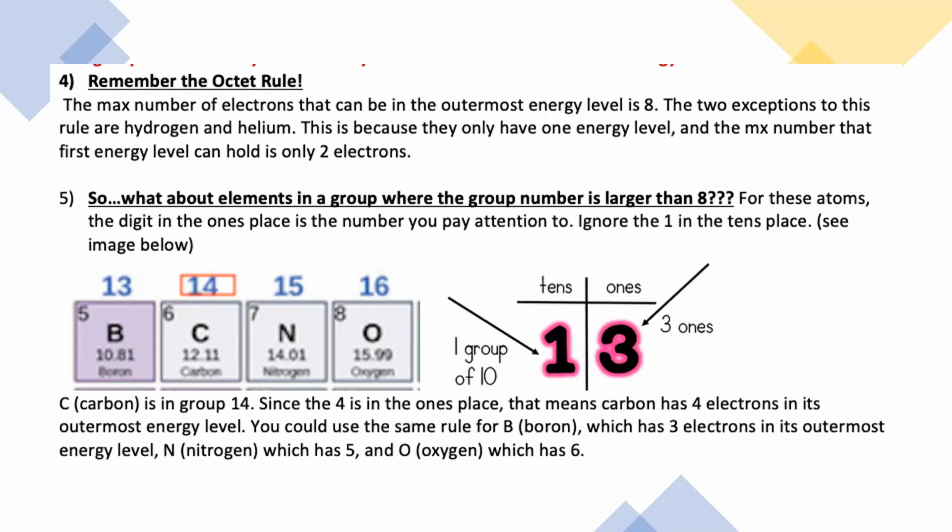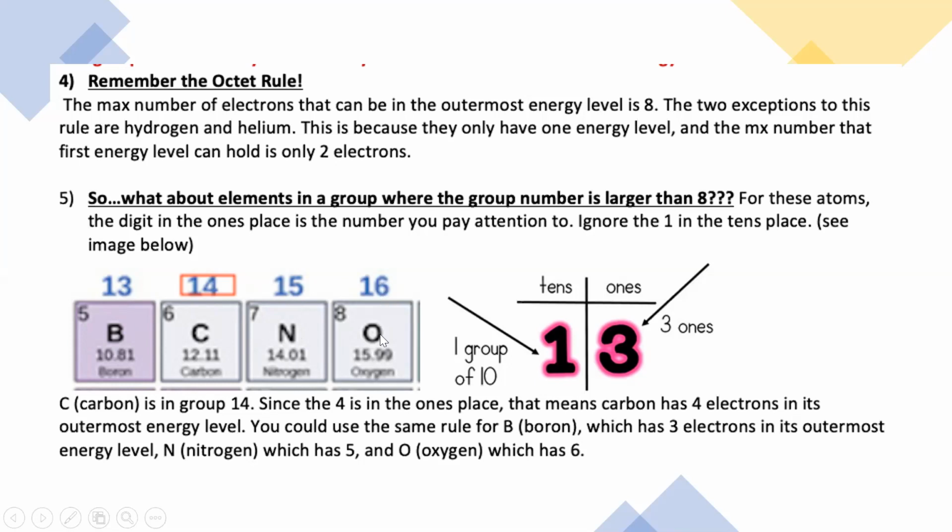I want you to recall from elementary school when you learned about the tens and the ones. If you have a 2-digit number, like this 13 here, the 1 is in the tens place and the 3 is in the ones place. That's important because to find the outermost energy level electrons from the periodic table, you ignore the tens place and just use the ones. So if carbon is in group 14, since 4 is in the ones place, carbon has 4 electrons in its outermost energy level. If it was boron, which is here, number 5, it's in group 13. That means it has 3. Nitrogen has 5. Oxygen has 6.